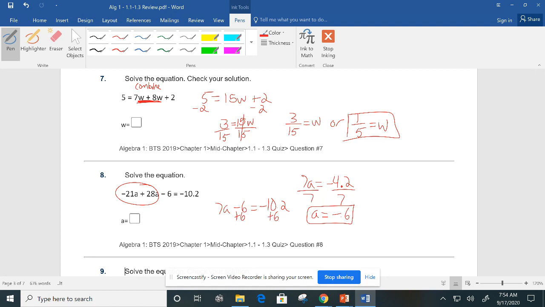So if the problem is set up in decimals, that'll be the only time that we'll let you leave your answers as a decimal.